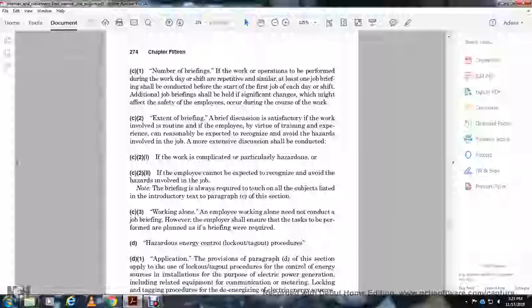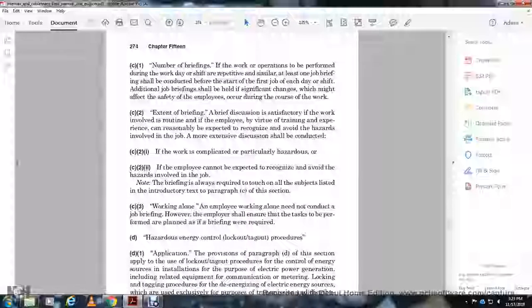An employee working alone need not conduct a job briefing. However, the employer should ensure that the tasks performed are planned as if a briefing were required.